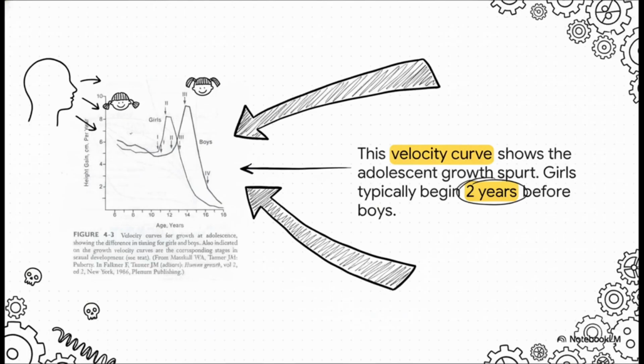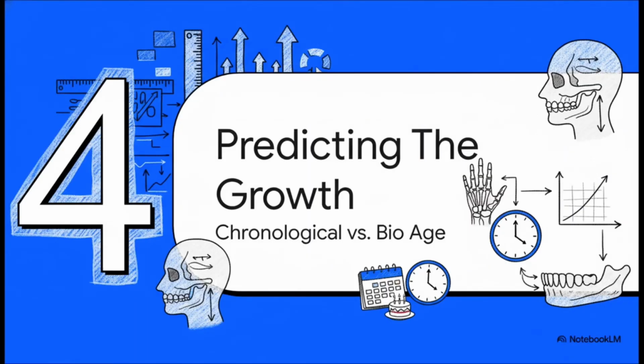Planning treatment around this peak is a cornerstone of modern orthodontics. Okay, so this timing is clearly super important. But since it's so different for everyone, how can we possibly predict when a specific patient's growth spurt is going to hit? Just looking at their birthday isn't going to cut it.